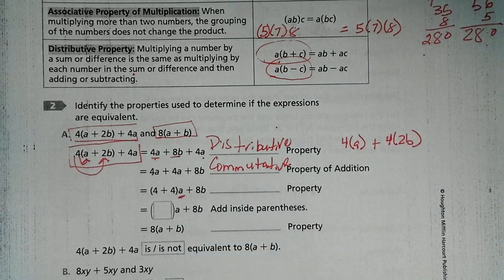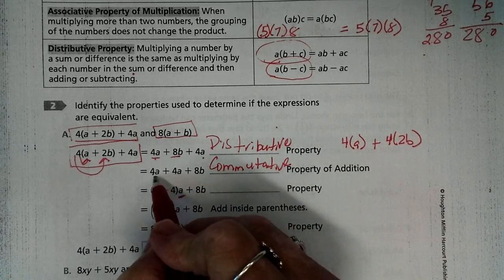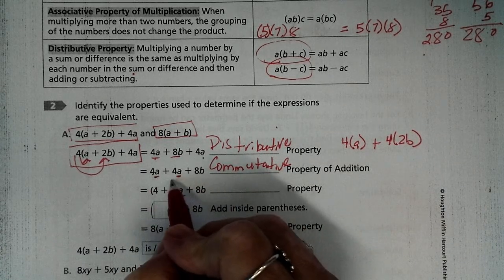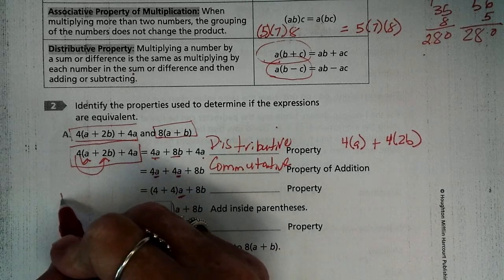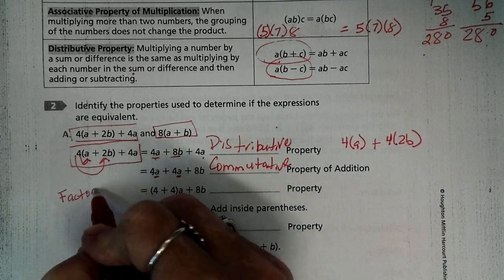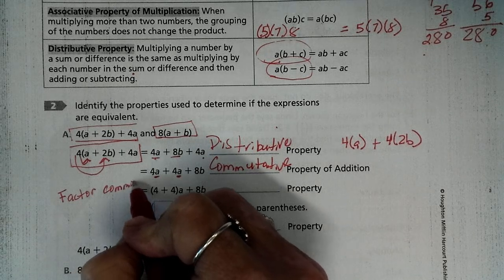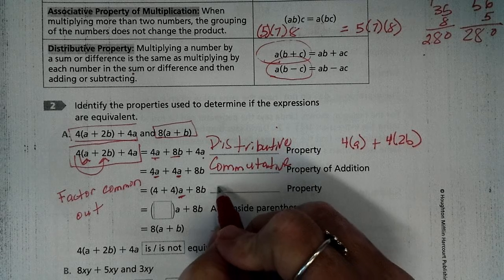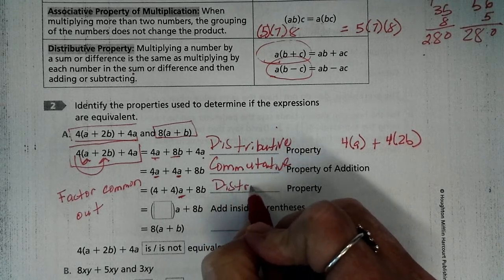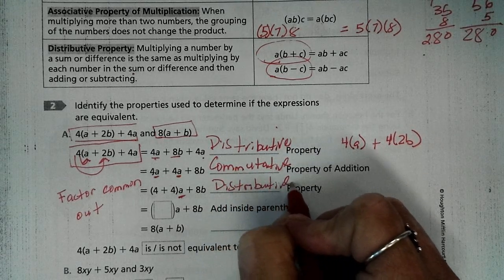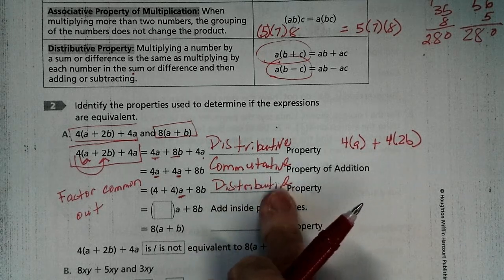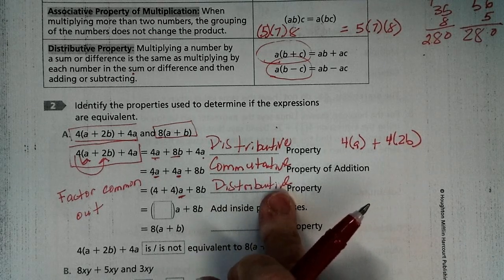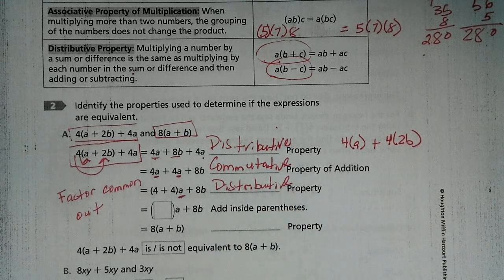Okay, so when they have something in common, so even though the 4s are in common, the A's are also in common. So what they do is they factor the common out. And what we call that is kind of like the reverse of the distributive property. So when you factor something out, we're reversing the distributive property. So that's what property goes there, is distributive.